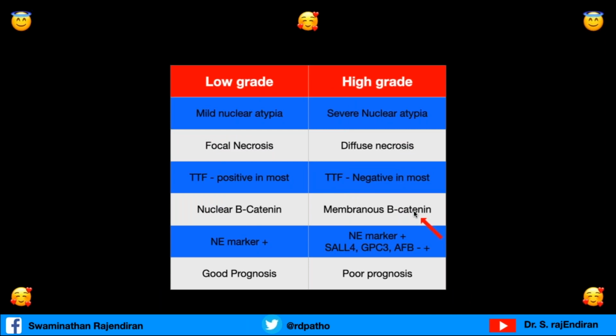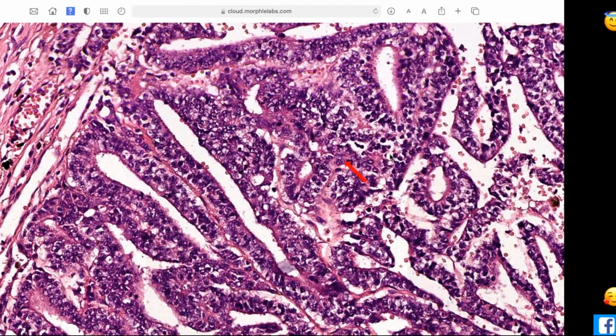Ours is a low grade: mild nuclear atypia, focal necrosis, TTF positive in most of them, and beta catenin will show nuclear positivity, neuroendocrine markers positive, good prognosis. Whereas in high grade, the atypia is very severe. There is diffuse necrosis. In our case, we can go back to the case, there is no necrosis at all.